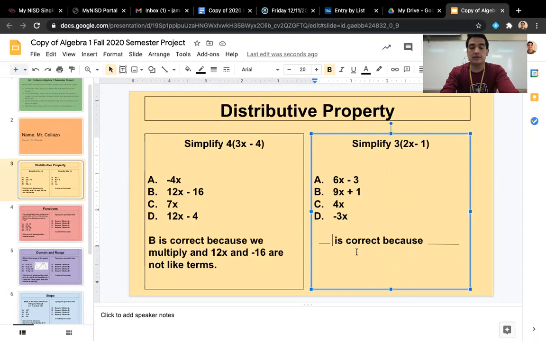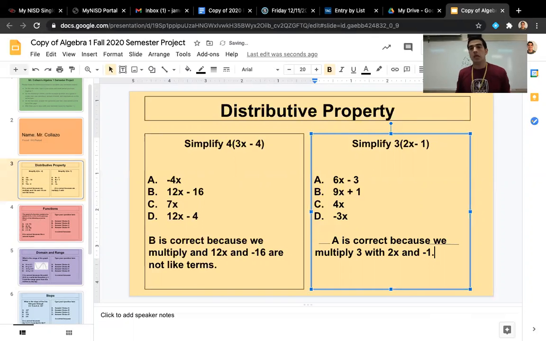Last part is all you need to do is explain why your answer is right. So mine is A, right? So I'm going to say A is correct because we multiply 3 with 2x, right? Inside the parentheses, and negative 1. Period. Done. Okay? A is correct because we multiply 3 with 2x and negative 1. And that's the only answer choice where you multiply 3 and 2x and negative 1. Okay? And then you're done.